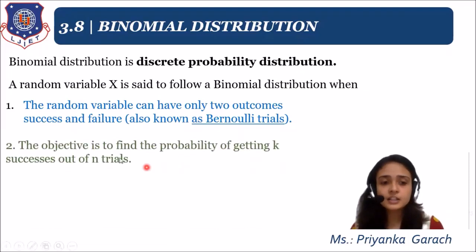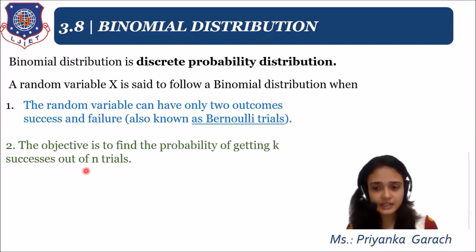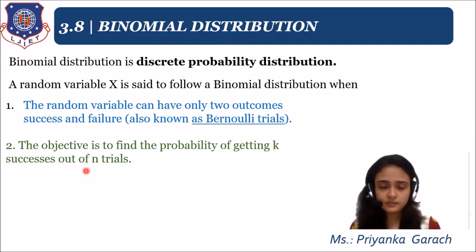The second one is that the objective of this binomial distribution is to find the probability of getting k successes out of n trials. Now just for an example, I am tossing a coin. When I am tossing a coin, there are two possible outcomes, that is either the head will come or the tail will come. Now I am tossing the coin 10 times. So out of the 10 times, suppose I am getting 4 heads and I want head in my output. So my success is my head.